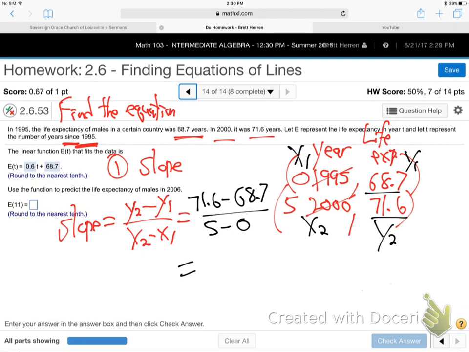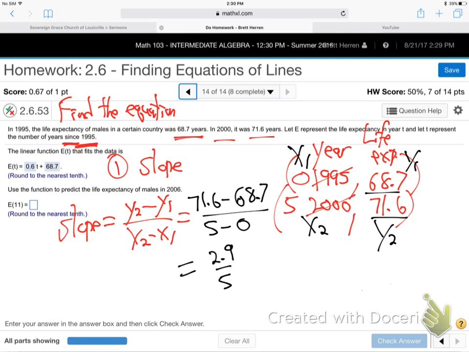Probably going to be a little messy. I don't know, what is it? 2.9 over 5. Is it like 0.5 something? 0.58, 0.59? It'll round to 0.6. You know what, actually, let's just leave it this way, because we need a fraction anyway for the cross multiply. And it's not a good idea to round halfway through a problem. It's best to round at the end, not halfway through. So I'm just going to leave it 2.9 over 5.